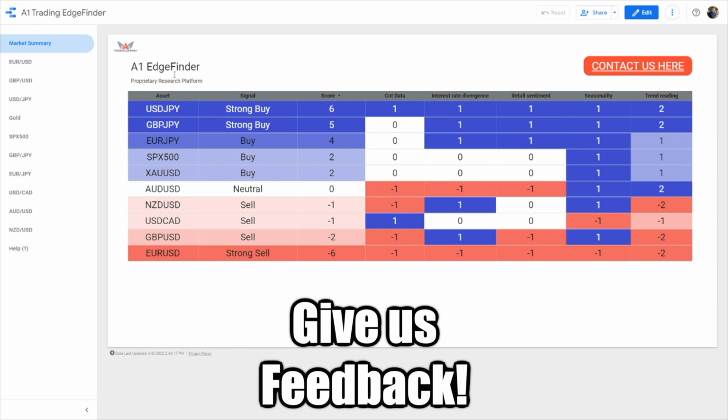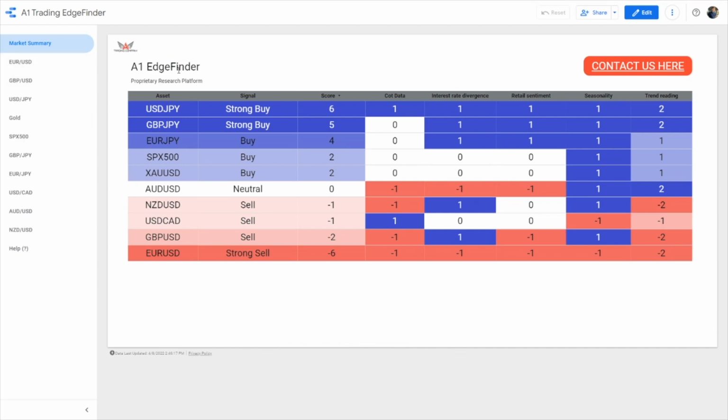That's the whole point behind this software, is to help you look at many metrics at once to essentially help you find your edge in your trading.